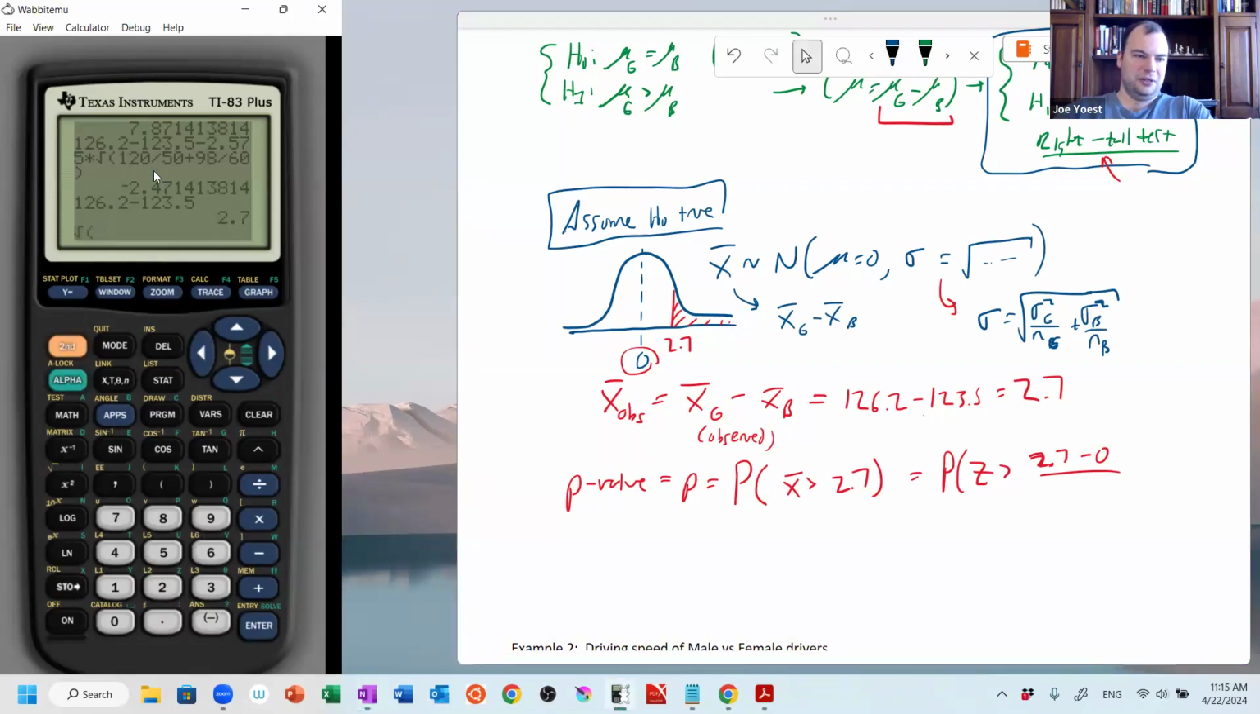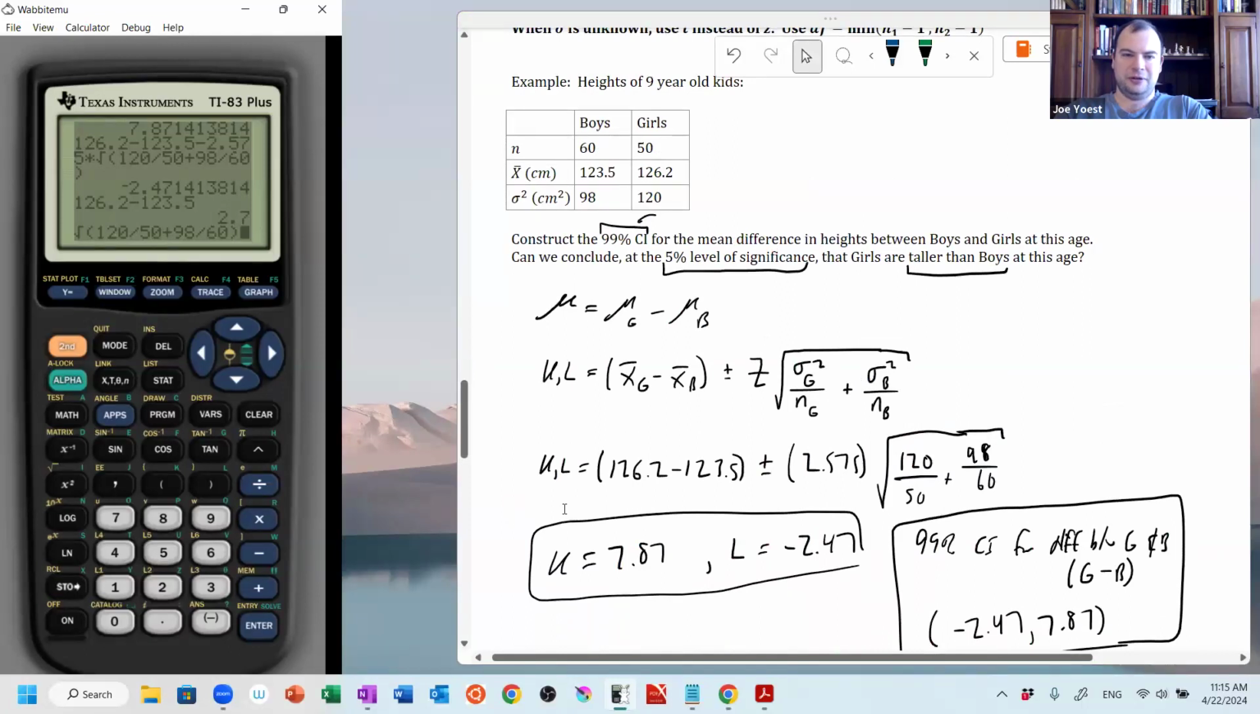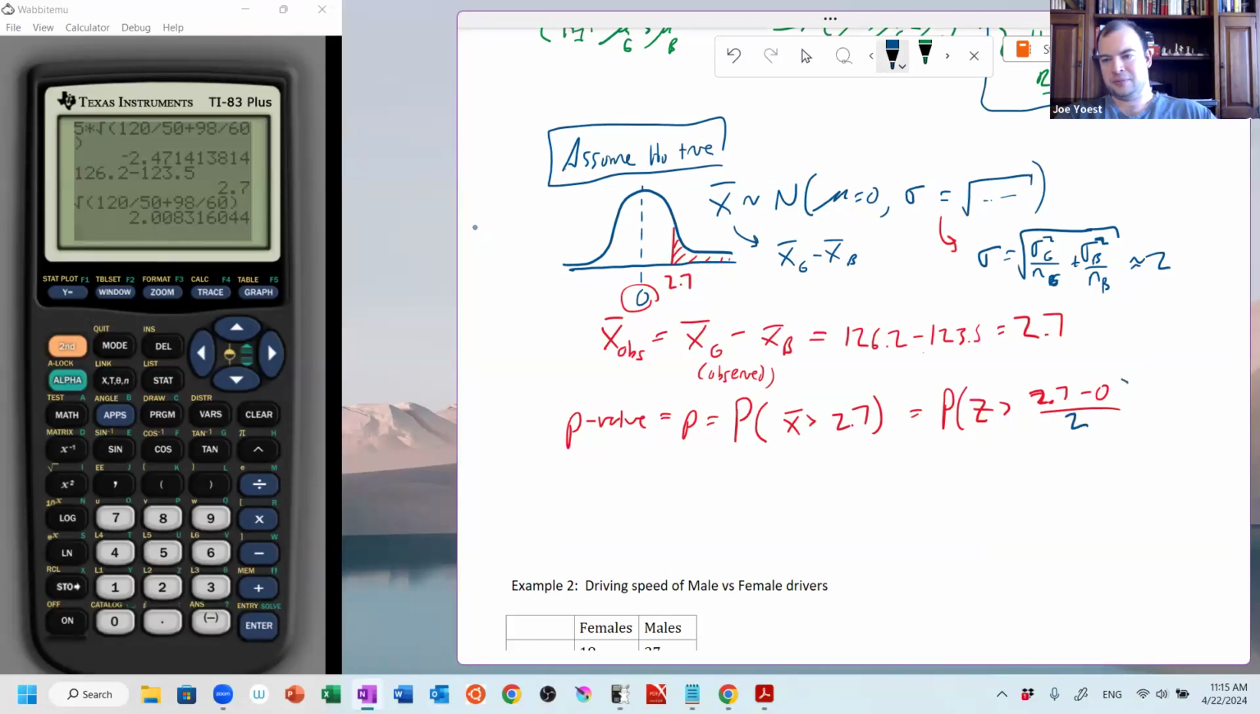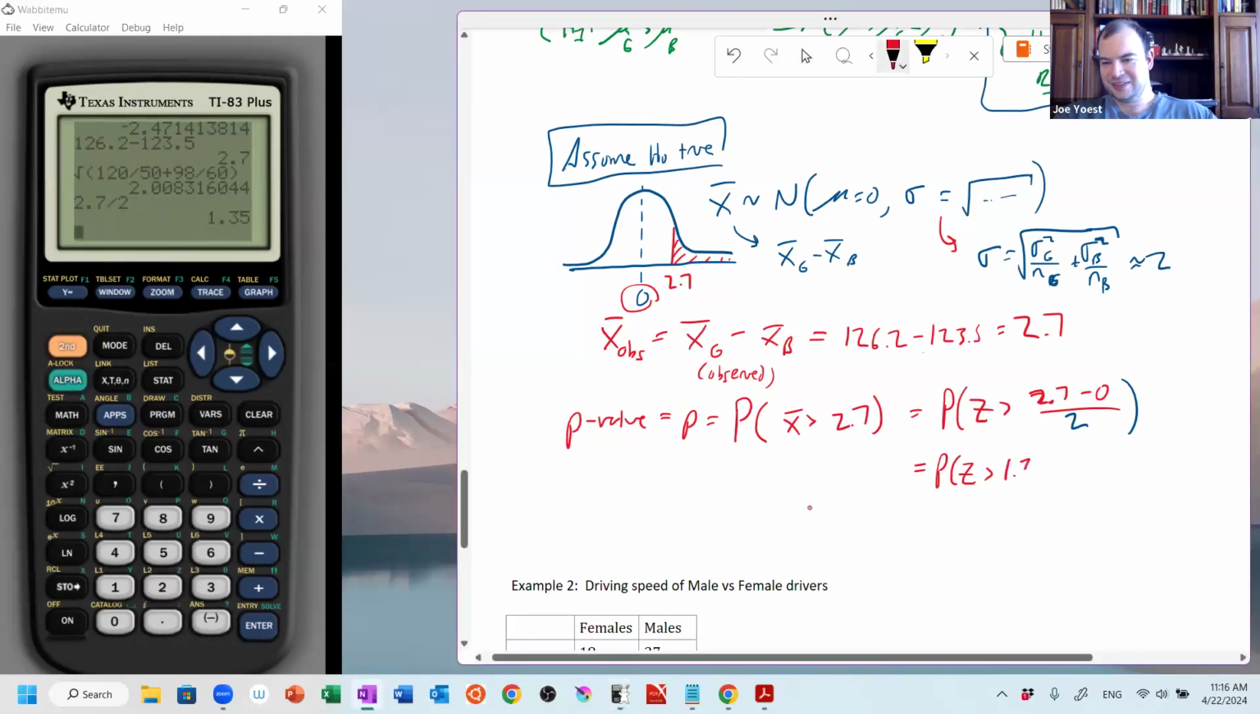So this is square root, looking just up above on the calculator, of 120 over 50 plus 98 over 60. All right, that was the right numbers, right? 120 over 50, 98 over 60, yeah, looks good. Or that's right on 2. All right, 2.008, we'll just call it 2. Or this is the probability Z is bigger than 2.7 over 2, 1.35. I should have done that in my head. I'm used to these numbers not looking nearly this nice.